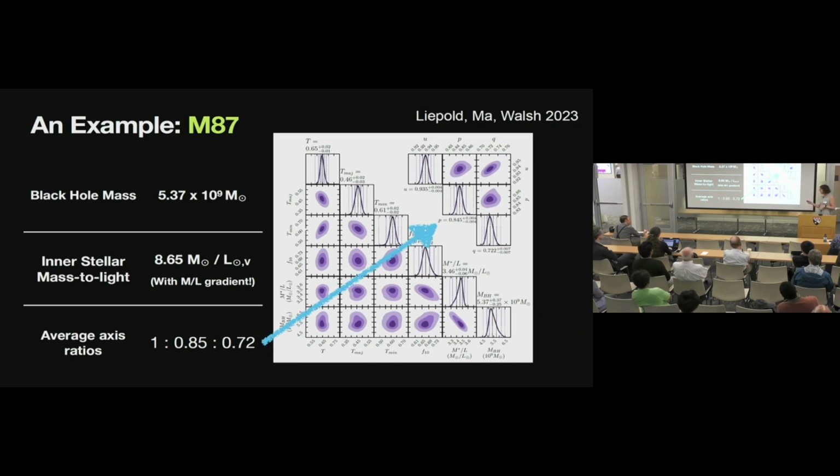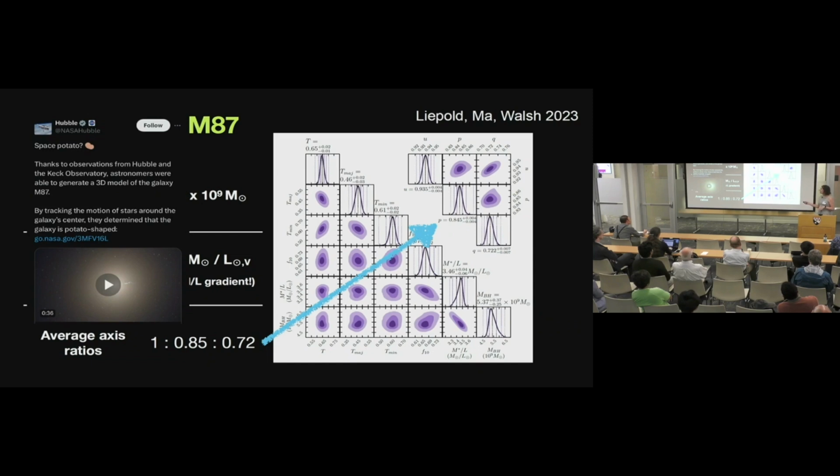When this paper came out, there was a press release that included the phrase that it's potato-shaped, and that's kind of been haunting me because I've since learned that USDA restrictions about potato shapes actually exclude M87. So it's not potato shaped. We're going to have to find a different vegetable.